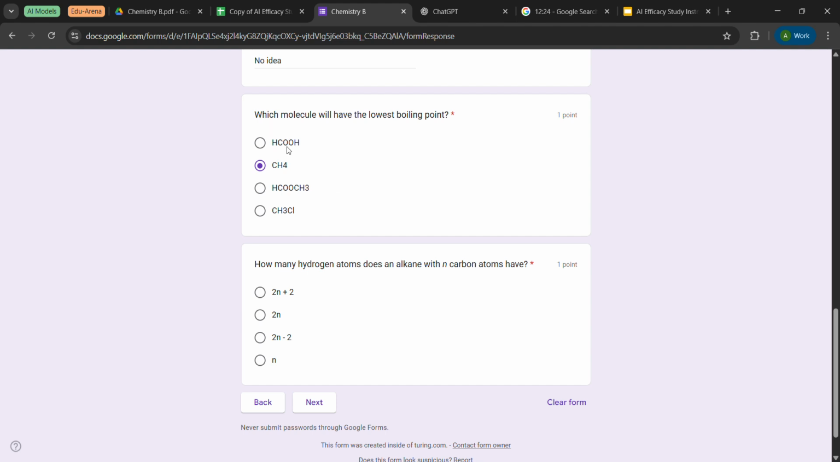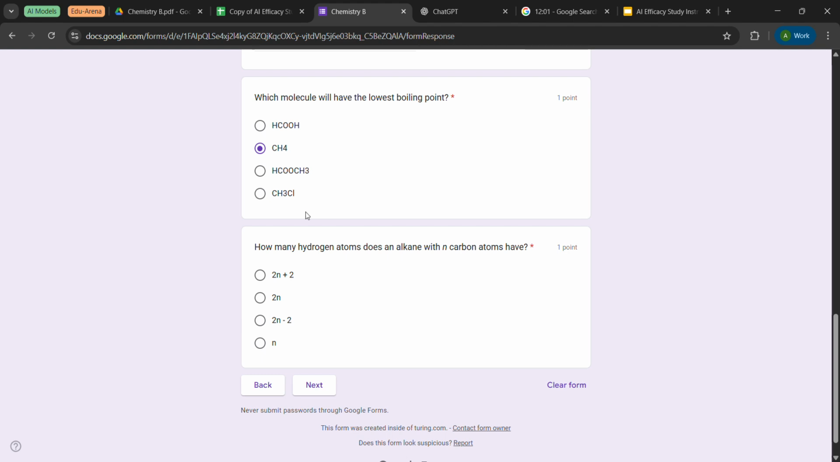This is COOH, so this is a carboxylic acid. This is COOCH3. I am guessing this is an ether or ester, whatever it is called. This is a haloalkane, so this is the only one that is left. I mean, it's a pure alkane, so I'm guessing that should be the answer.